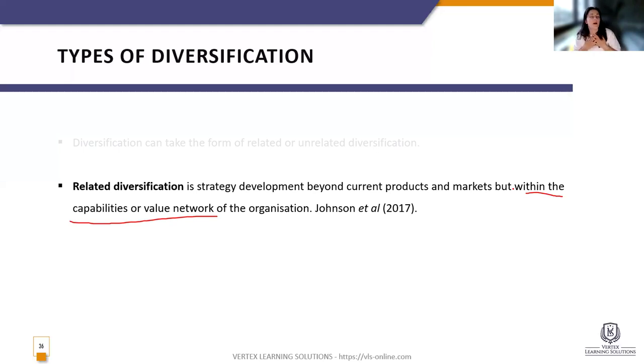So, for example, I teach ACCA, and for me, related diversification would be to teach CPA. That would be a different market. It would not be the UK, it would be the USA. It would be a different product, but the capabilities, like the understanding of accounting and financial stuff, that is important.